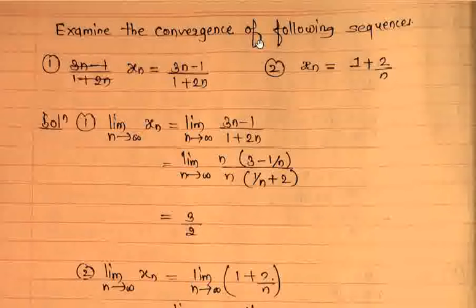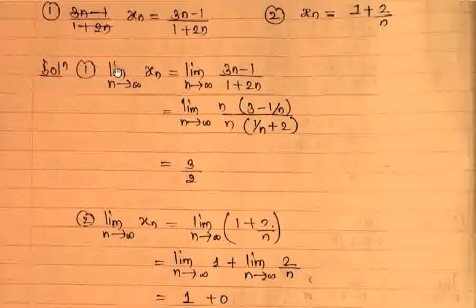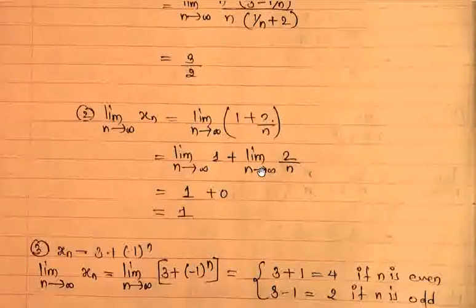Examine the convergence of the following sequences. Xn is (3n minus 1) divided by (1 plus 2n), and this question here. So what you would do is take the limit as n tends to infinity. You take out the common factor of n. You do 1 divided by infinity, which is 0. So you get 3 by 2 here, and these n's cancel out.